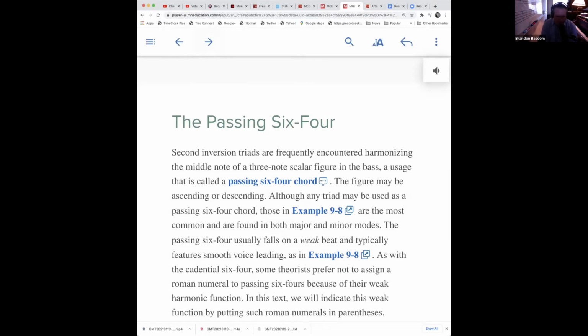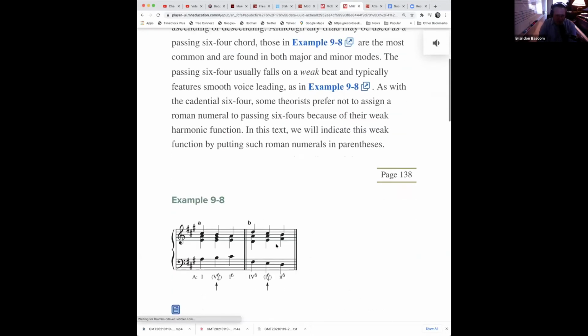Second inversion triads are frequently encountered harmonizing the middle note of a 3-note scalar figure in the bass, a usage that is called a passing 6/4 chord. The figure may be ascending or descending. Although any triad may be used as a passing 6/4 chord, those in example 9-8 are the most common and are found in both major and minor modes.